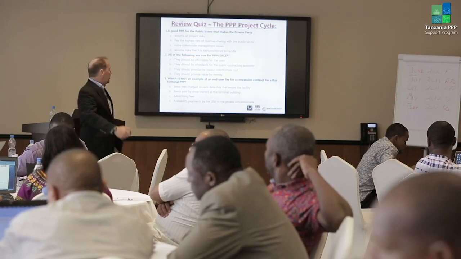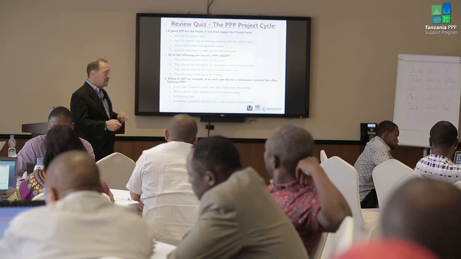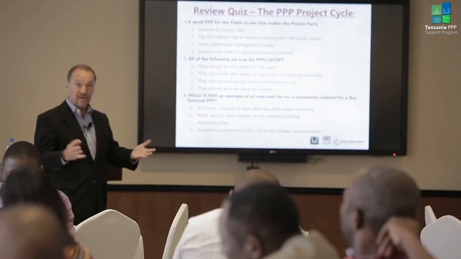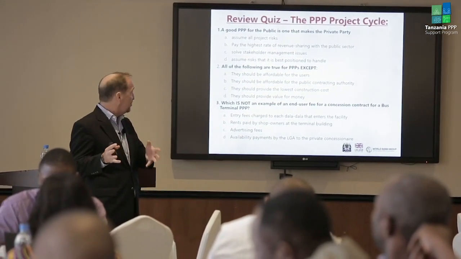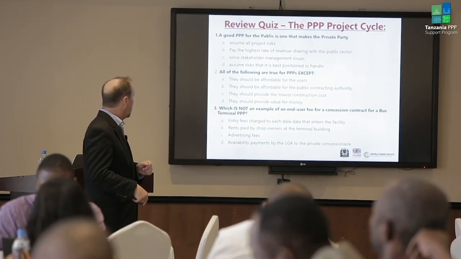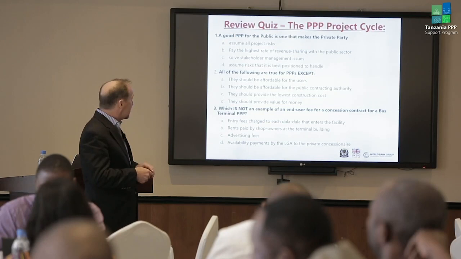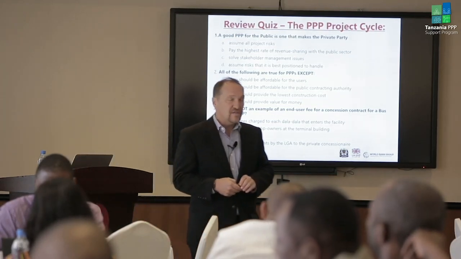So, question number 1. A good PPP for the public sector is one that makes the private party, is it A, assume all project risks, B, pay the highest revenue sharing with the public sector, C, solve the stakeholder management issues, or D, assume risks that it is best positioned to handle? What is the answer?